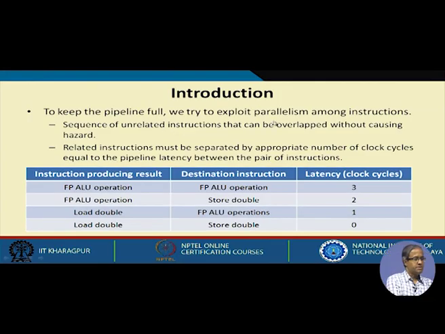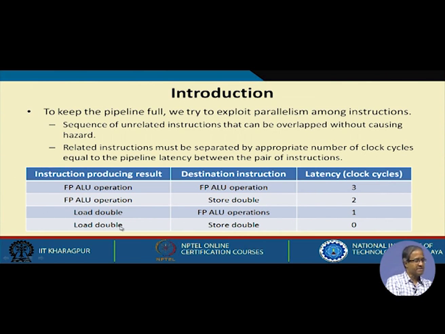Here, as I said, when you talk about parallelism, it means a sequence of unrelated instructions that can be overlapped, and if they are unrelated, obviously there will not be any data hazards, there will not be any problem. But if the instructions are related, meaning the output of one instruction is used as the input by another instruction, then they have to be separated by an appropriate number of clock cycles, that means the latency, that depends on the type of the operations.